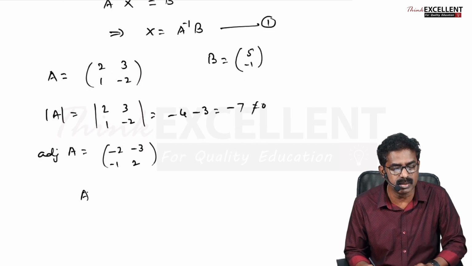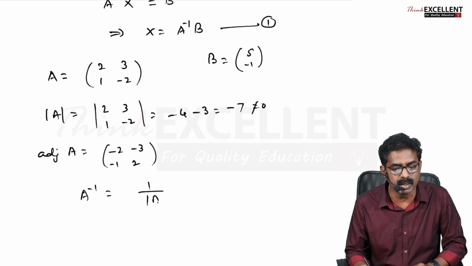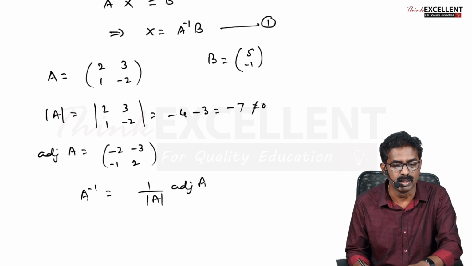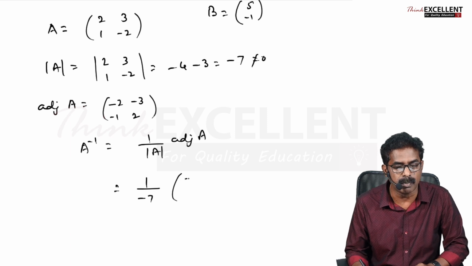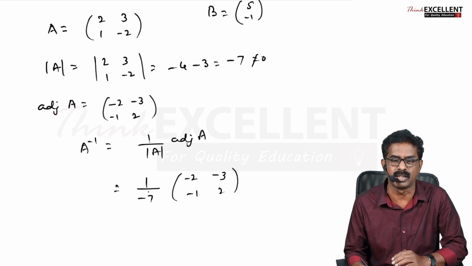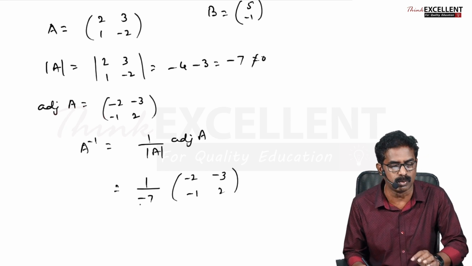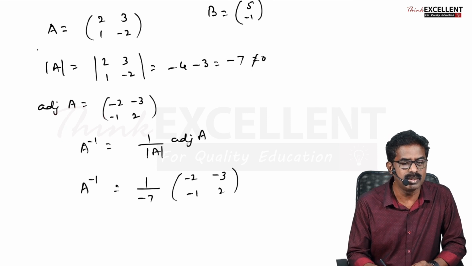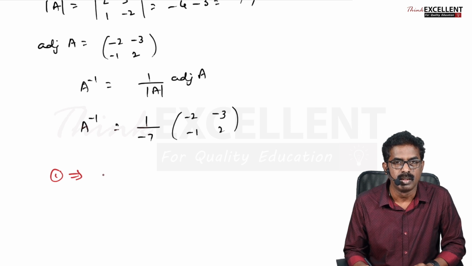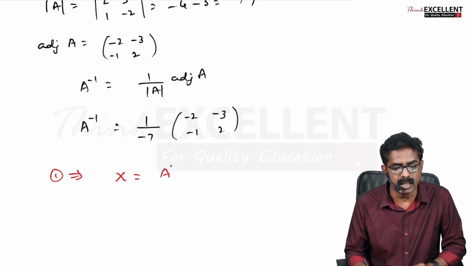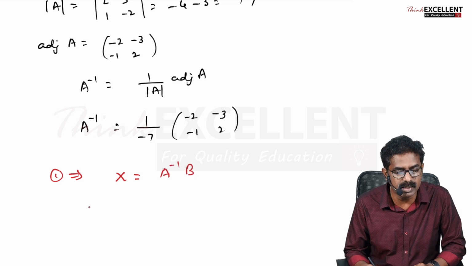We want A inverse. A inverse is 1 by determinant A into adjoint A. So 1 by determinant A is 1 by minus 7. Adjoint A is minus 2, minus 3, minus 1, 2. Just leave it, later we see. Don't divide by minus 7 now. So this is A inverse. Now substitute in the first equation: X is equal to A inverse into B. X means the unknowns, X, Y. Hope you remember.